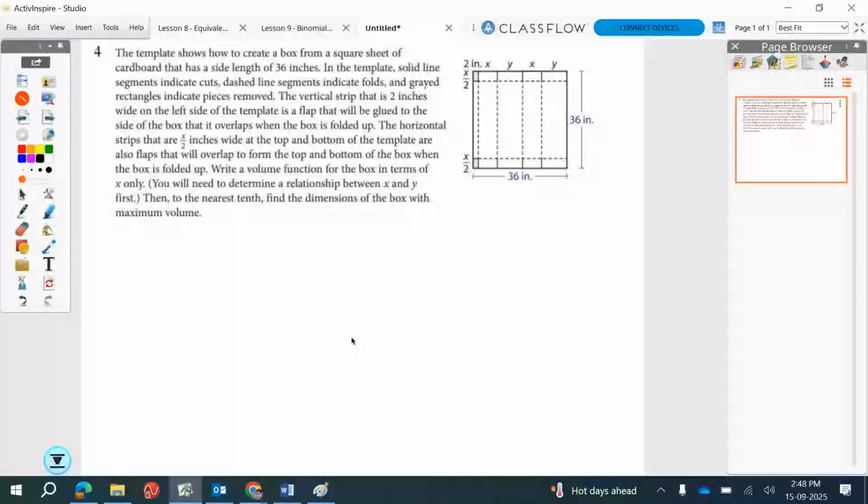Okay, so a couple of people are having a little trouble with this homework question. We're given a template in order to make a box, so we have to find the dimensions of the box that will give the maximum volume. So firstly, let's identify the sides of a box.